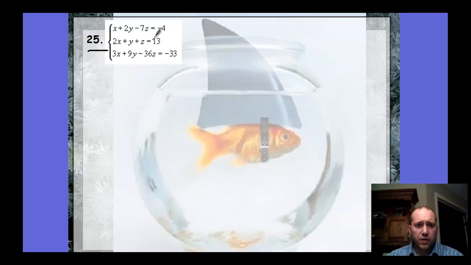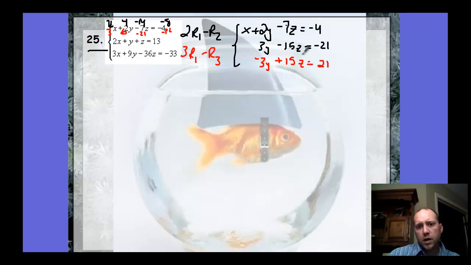Another question, 25 here. So I'm going to leave the first equation because I have a coefficient of 1. I can do 2 times row 1 minus row 2. And at the same time, I can do 3 times row 1 minus row 3. So similar to the last problem we just did. If I go through the work to do that, I get, and then I can already see what's going to happen here with these bottom two equations.